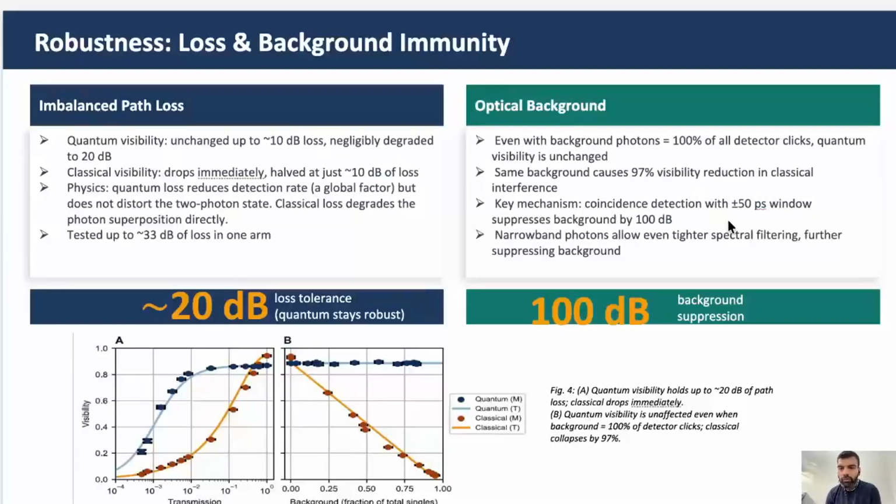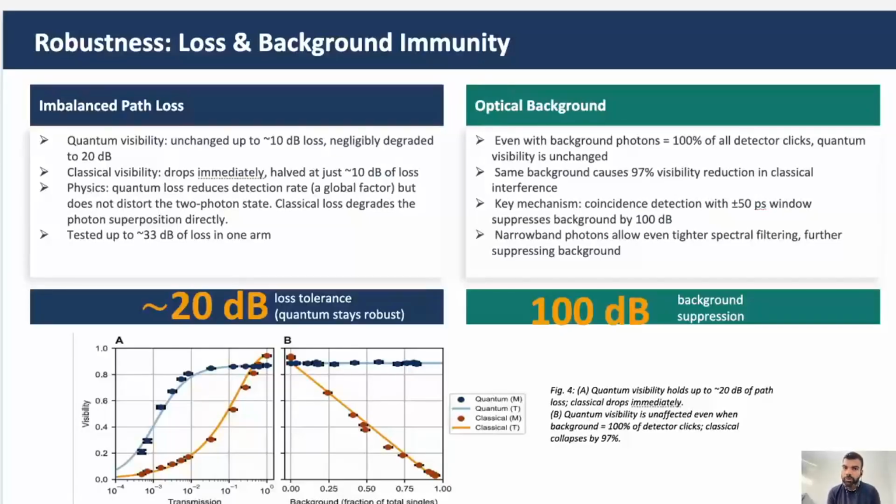Now look at what happens in the quantum state. Because two-photon interference is a joint two-photon process, loss in one arm simply reduces the rate at which coincidences are detected. It acts as a global factor on the quantum state. The shape of the interference fringes, and therefore the visibility, is unaffected. In fact, quantum visibility stays robust all the way up to 20 dB of loss. This is extraordinary. The slight degradation beyond that is explained by noise photons from experimental imperfections, and the noise-adjusted theoretical model tracked the data closely.